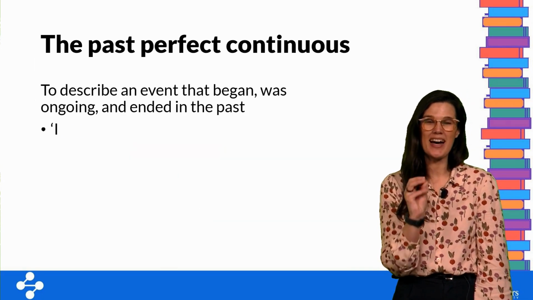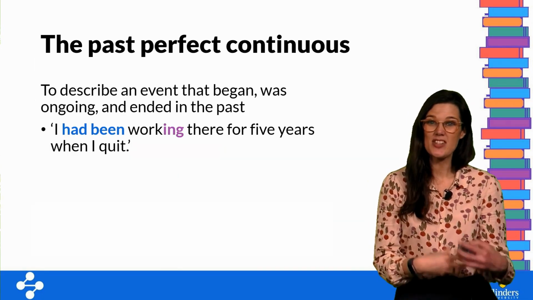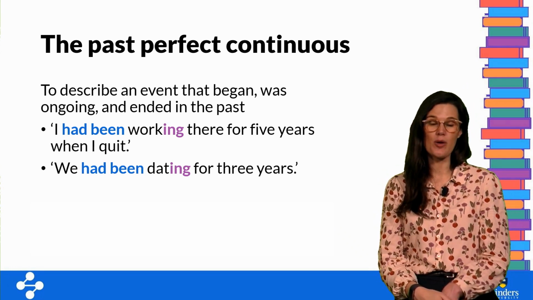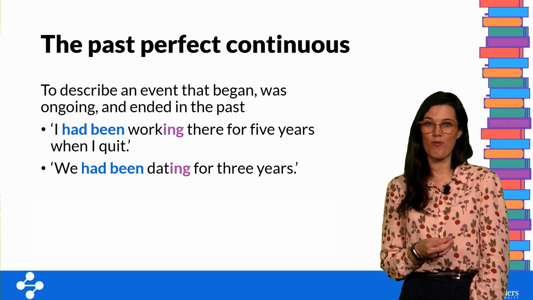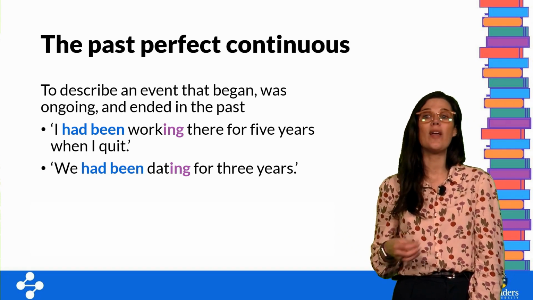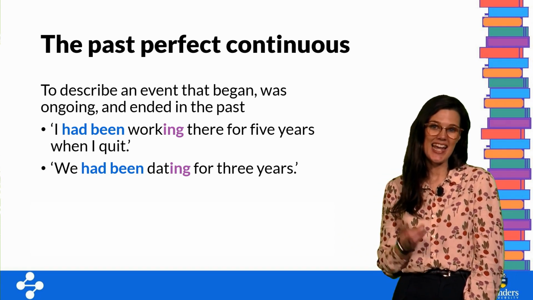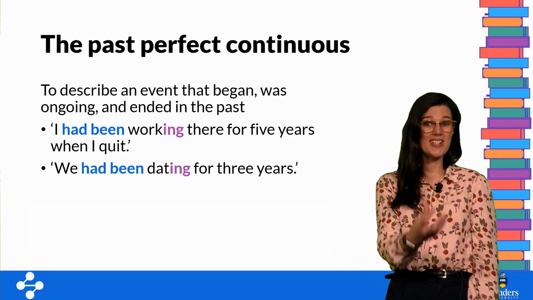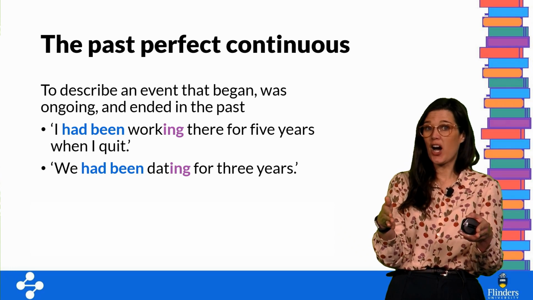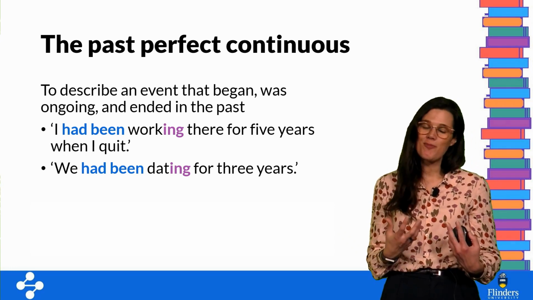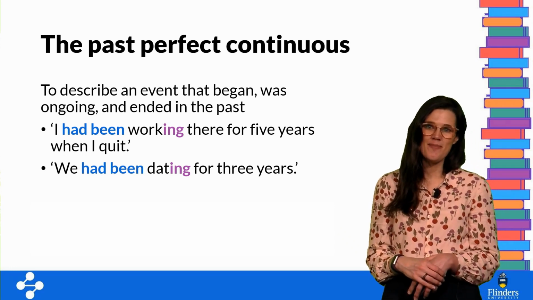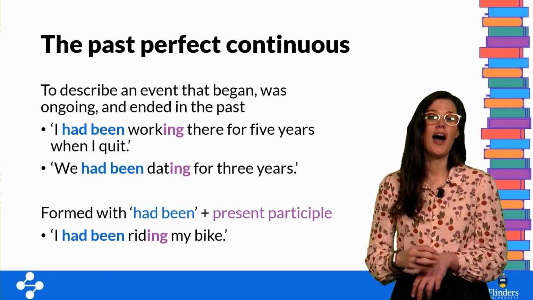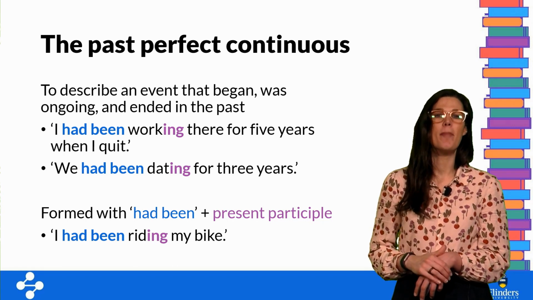Okay, first, the past continuous. And this, as I said, describes an event that began, was ongoing, and ended in the past. So, I had been working there for 5 years when I quit, or we had been dating for 3 years. In this example, it suggests that we are no longer dating. We were dating for that duration of time, but our relationship, very sadly, has ended. And it's formed with had been plus the present participle. I had been riding my bike.